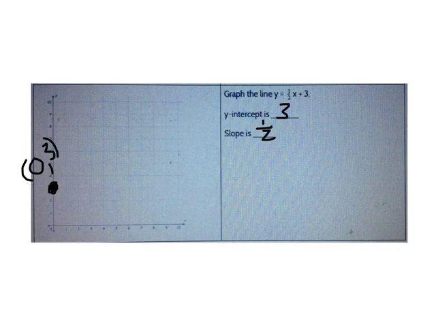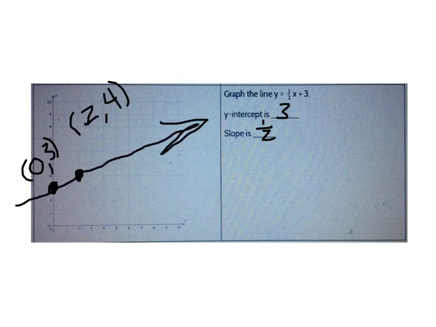The slope of the line is 1/2. That means I'll go up 1 and over 2. So what's the next point that I could graph? It would be at 2, 4, because I would go up 1 and over 2. Now I can connect my line to draw my graph.